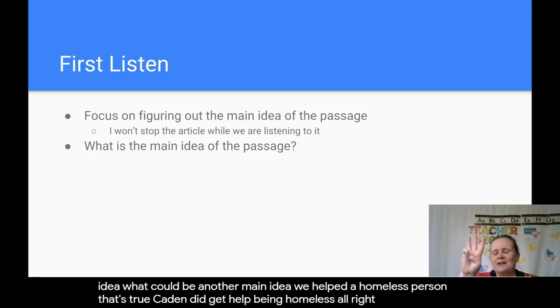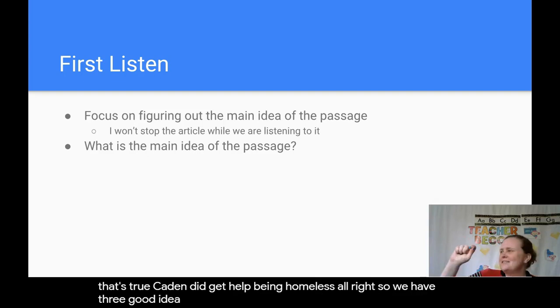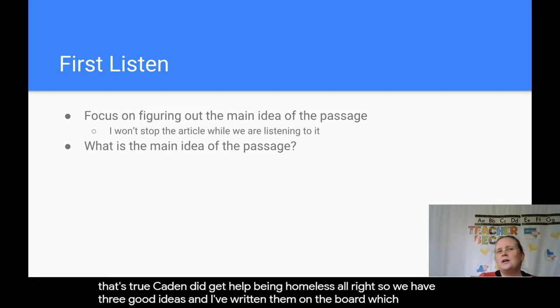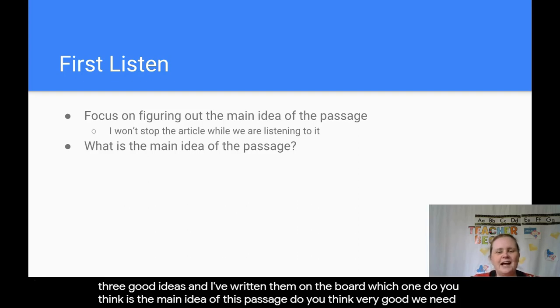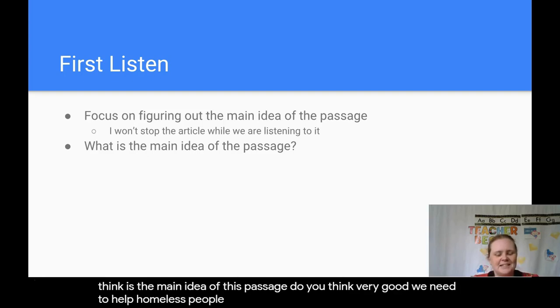All right, so we have 3 good ideas, and I've written them on the board. Which one do you think is the main idea of this passage? What do you think? Oh, very good. We need to help homeless people. Excellent job.